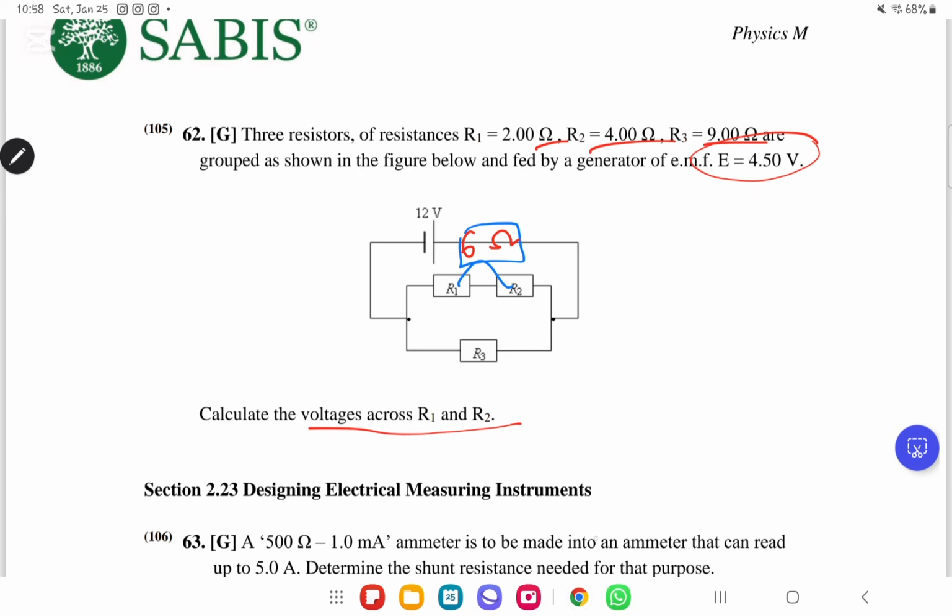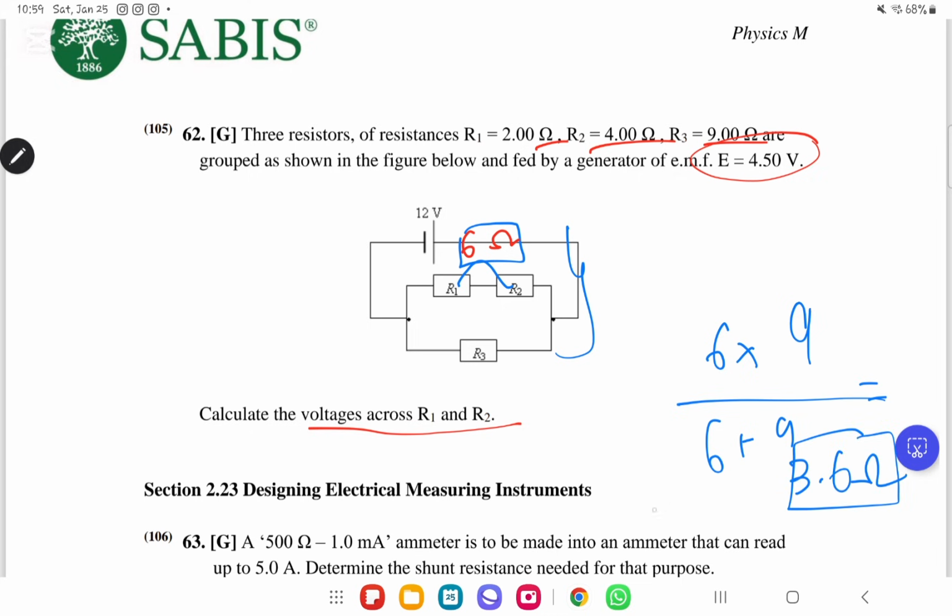Since they are in parallel, and since they are only 2, by the way, we can apply the product over sum rule, which is 6 times R3, which is 9, over 6 plus 9. If you do it on the calculator, you are going to get an answer of 3.6. So this is the total equivalent resistance. All in total, it has an equivalent resistance of 3.6 ohm.